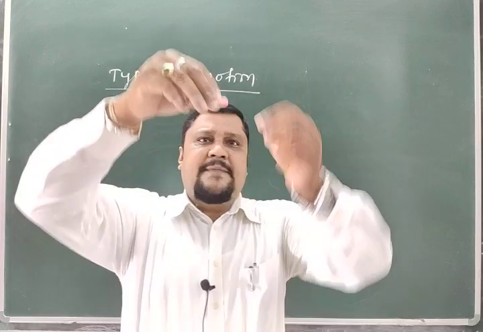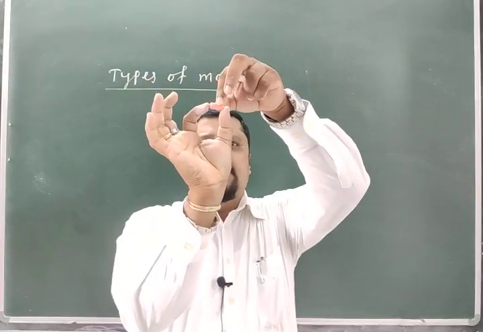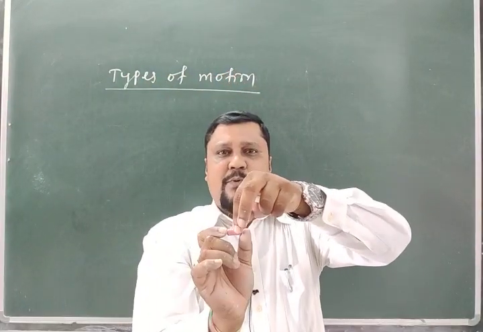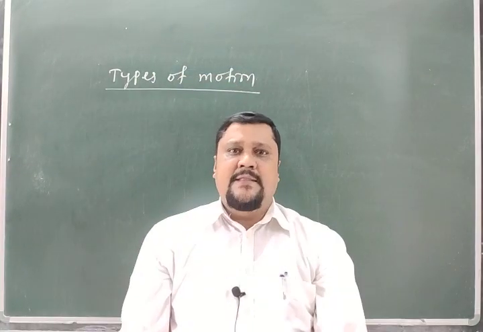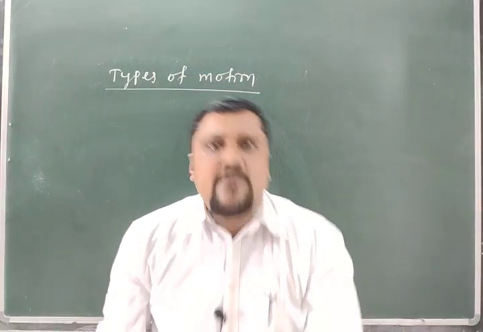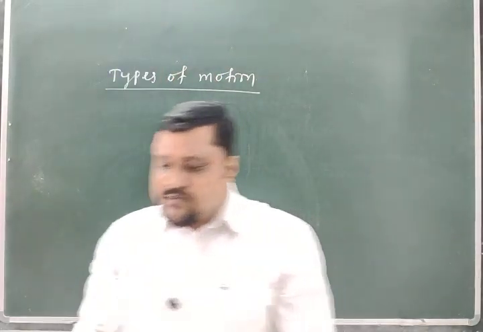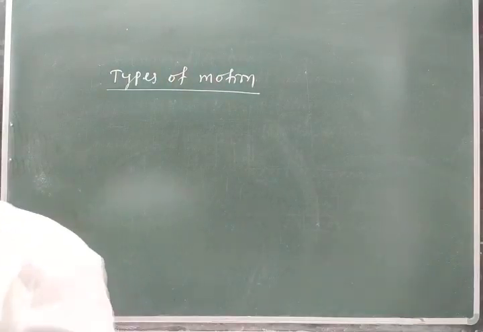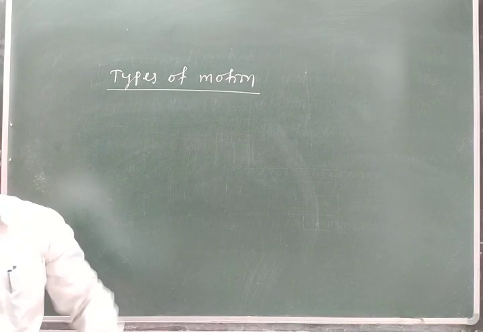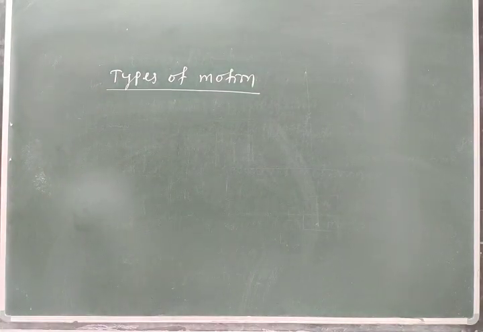Translational motion. It means if the body is here, let us consider these two points. Now it comes here, and these two points are parallel to the initial position. Then it comes here, then it goes to the ground, and the two points are parallel to the previous one. So that is the first type of motion, the translational motion.